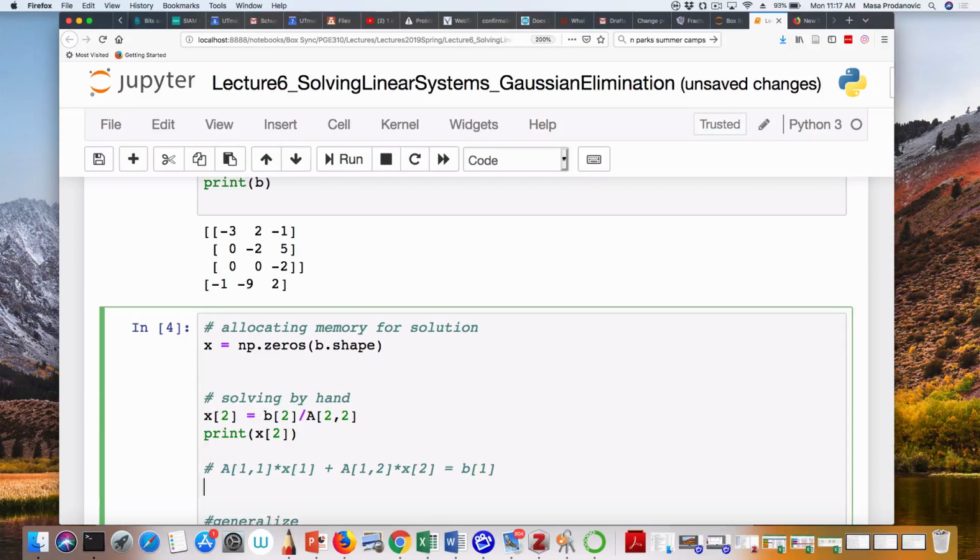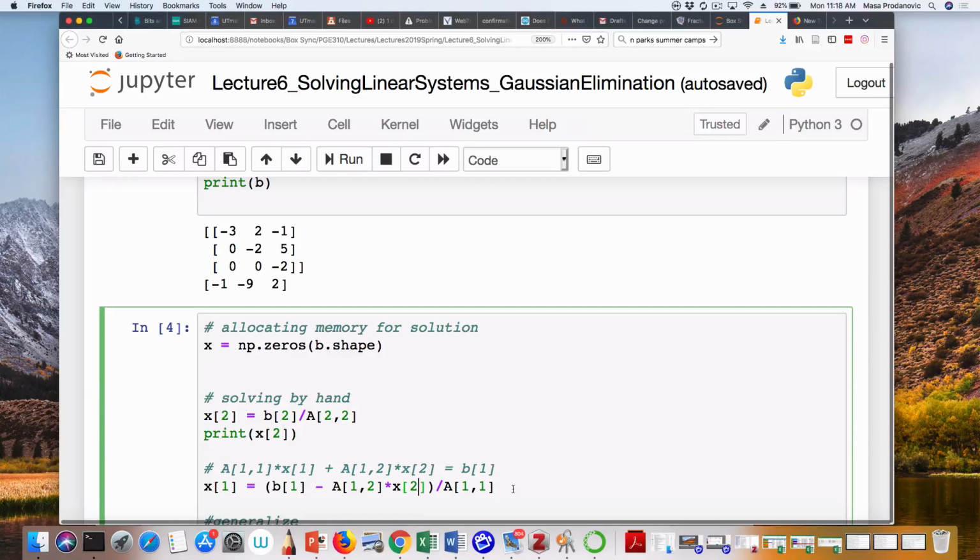So technically, my x of 1 is equal to b of 1 minus a of 1, 1 times x of 1. All of that divided by a of 2, 2. No, a of 1, 1, and this was 1, 2. And nobody's saying anything. I'm typing up error after error.